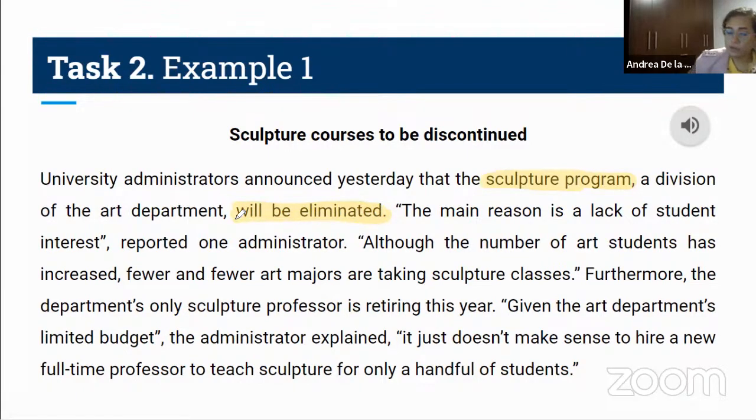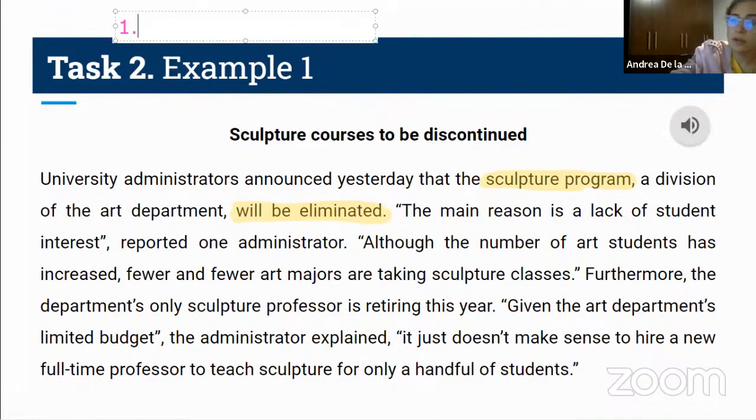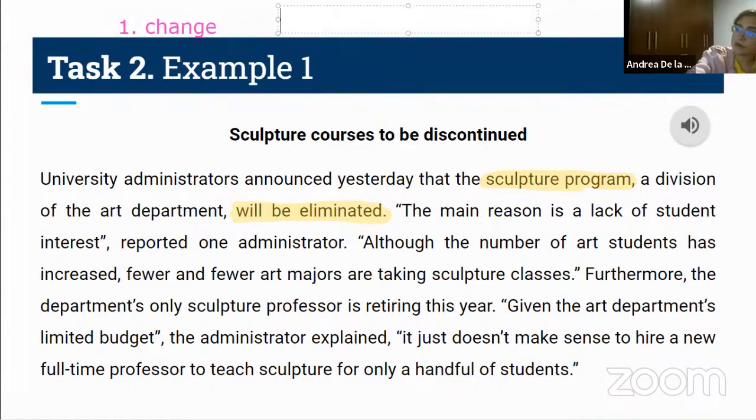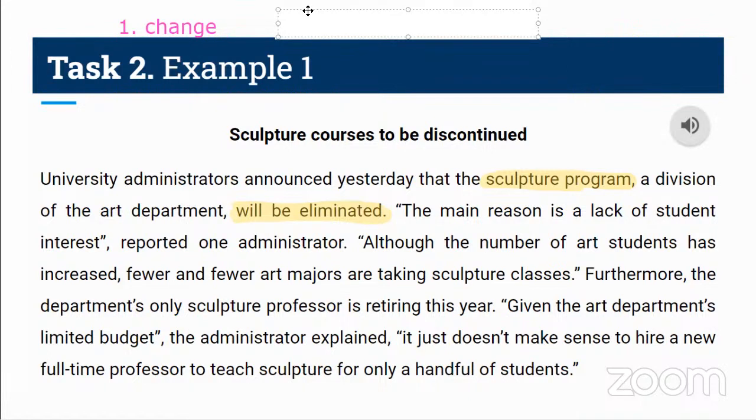Now, that is the first thing that you guys have to identify. The first thing that you need to make sure that you have, the change. Now, what are the other elements? Aside from the change, in this letter, they are explaining why they want to do this, or why they are going to be eliminating the sculpture courses. So how many reasons does the university give us for eliminating the sculpture program? Because the professor is retired. Okay, that's one reason. Is there any other?